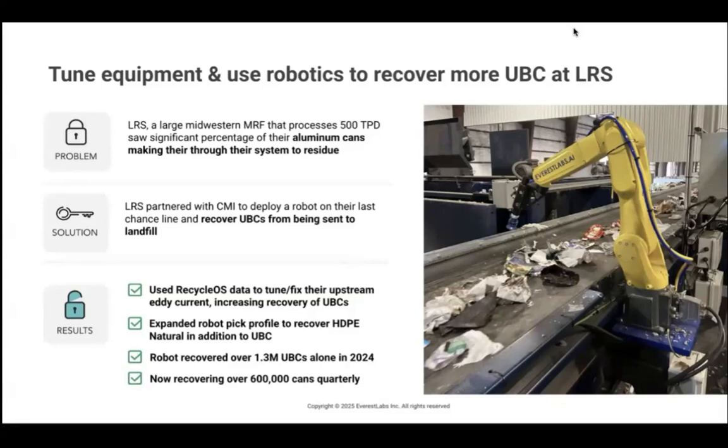So in 2024, the robot recovered over 1.3 million aluminum cans only, and that's not even including any HDPE natural it's grabbing. And it's still recovering around 600,000 cans quarterly. And I love this story because it shows how powerful the data can be in allowing MRF operators to improve not just what is happening on a sort line where the camera is, but make improvements all throughout the MRF, using that data to actually calibrate and tune their other equipment.